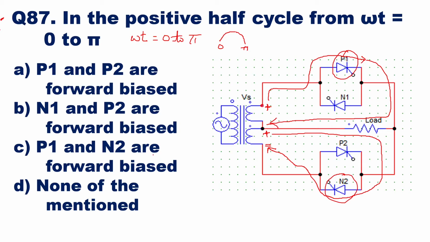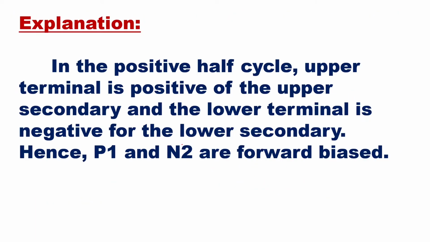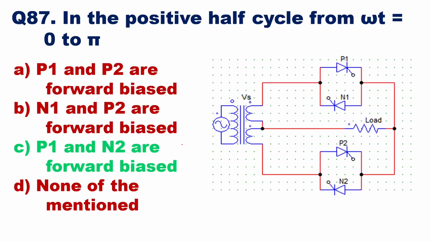So here P1 and N2 are forward biased. That is option C is the right answer. P1 and N2 are forward biased. So here you can see the explanation. In the positive half cycle, upper terminal is positive of the upper secondary and the lower terminal is negative for the lower secondary. Hence P1 and N2 are forward biased. So here option C, that is P1 and N2 are forward biased.